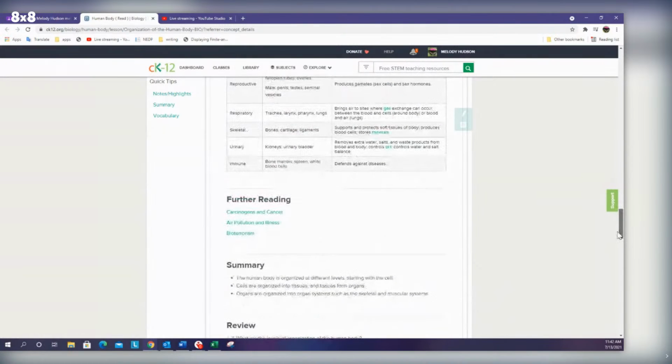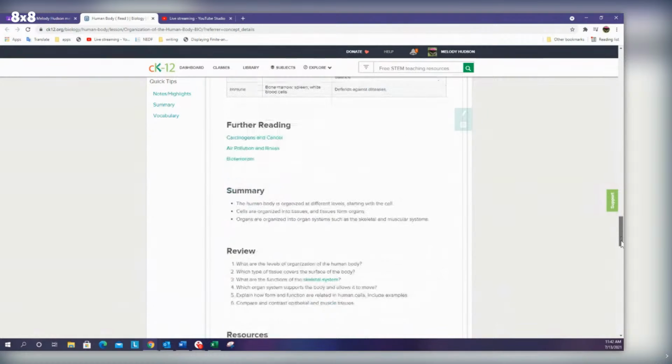So the summary is that the human body is organized at different levels, starting with the cell. Cells are organized into tissues, and tissues form organs. And organs are organized into organ systems, such as the skeletal and muscular systems.